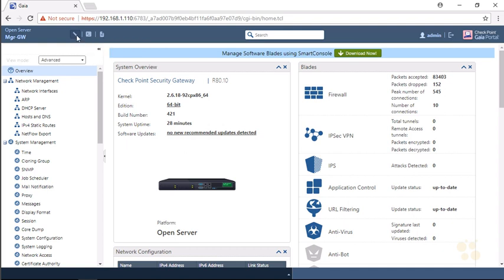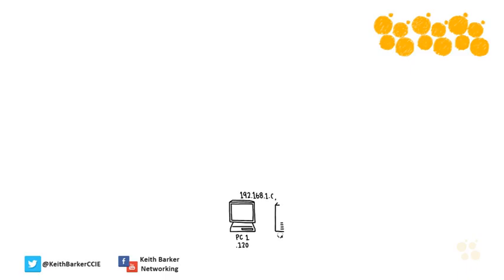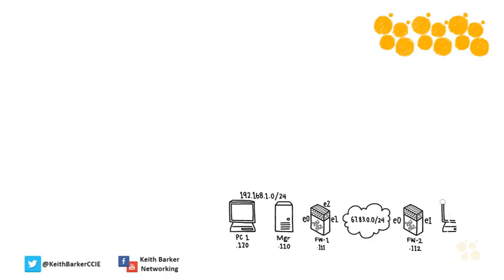In this nugget, we've taken a look at how to use the command line interface to accept HTTPS connections for the web user interface on a port other than the default 443.